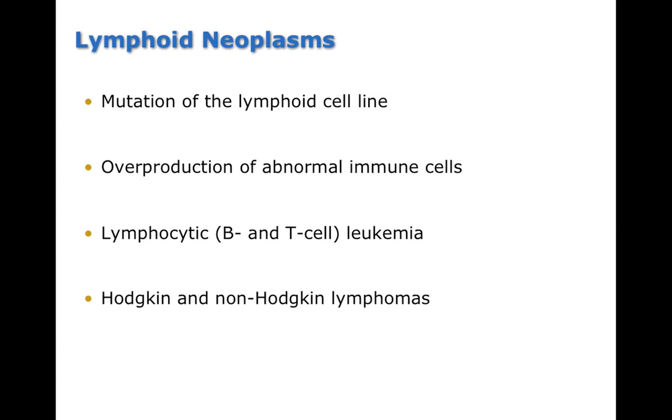Now, the lymphoid stem cell line makes the lymphoid neoplasms. If you remember from previous slides, we saw that the lymphoid stem cell line can give rise to all your lymphocytes, so your B cells, your T cells, and your natural killer cells. Again, it leads to the overproduction of abnormal immune cells, and you can get things like lymphocytic B and T cell leukemias, or Hodgkin and non-Hodgkin lymphomas, which are, again, neoplasms of B and T cells.